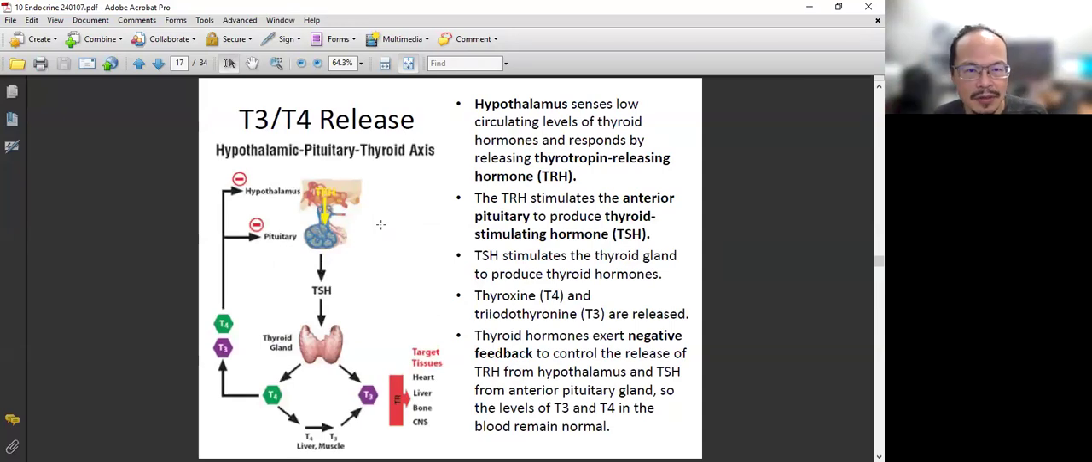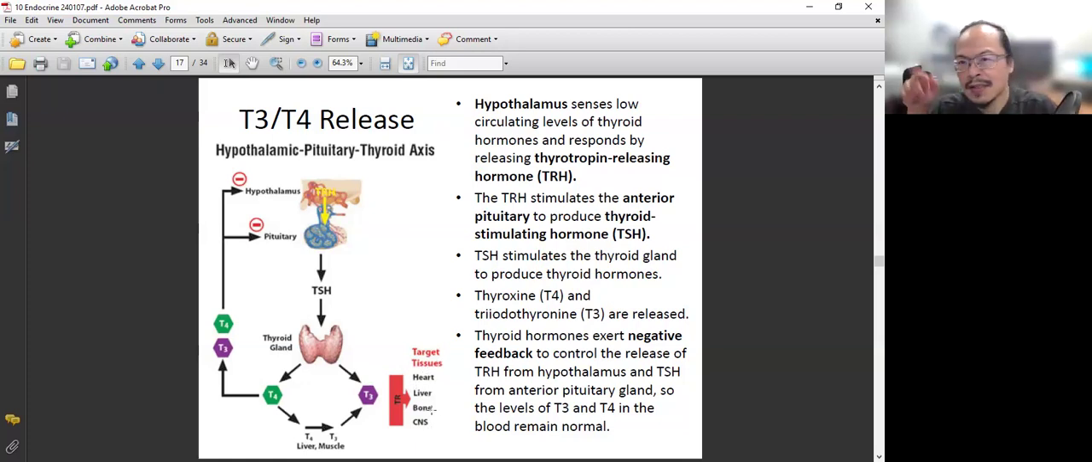So here you go. Here we put everything all together, from the hypothalamus to the pituitary to the thyroid gland. The thyroid gland produces T3 and T4. T3 is more potent. It acts on the thyroid receptor, TR. Don't need to worry about that. Basically, it will act on all the tissues, all the cells.